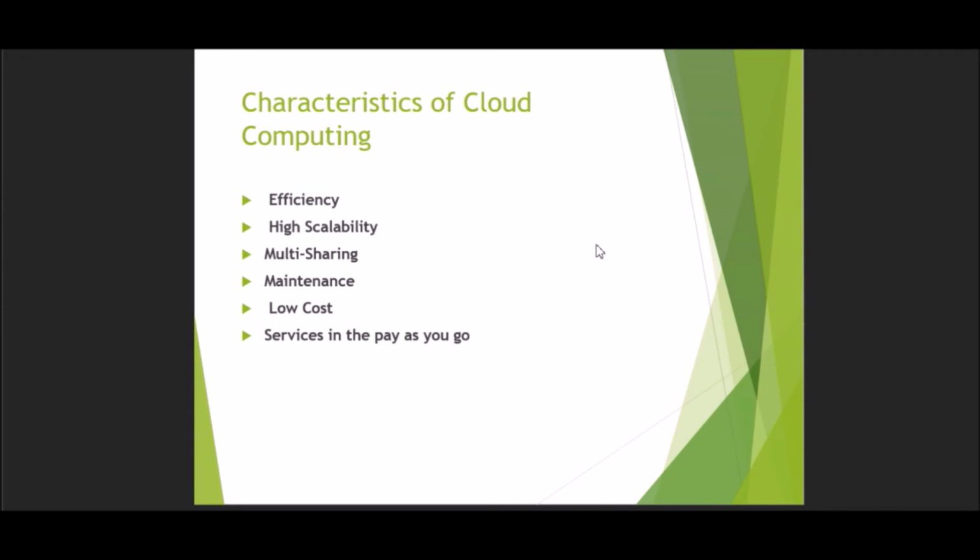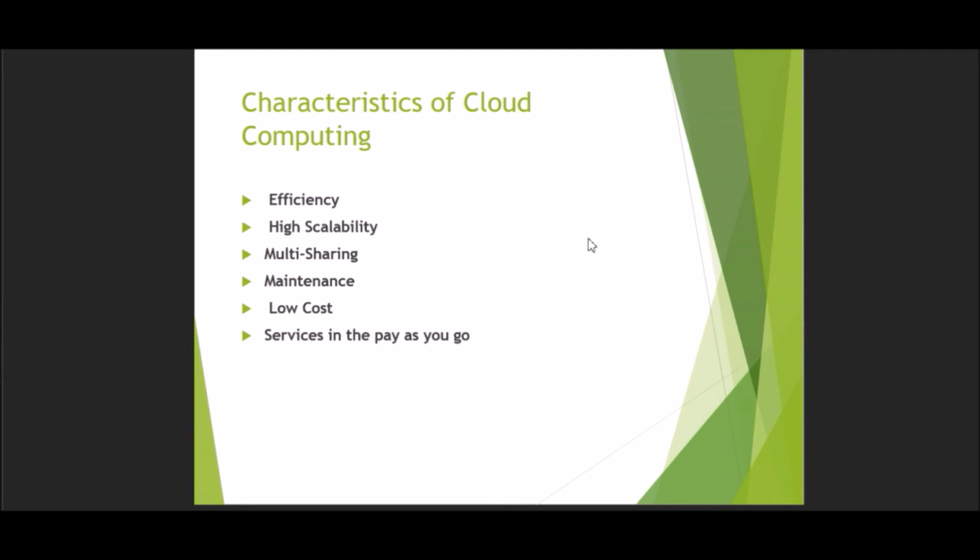Now next, here are a few characteristics of cloud computing. Cloud computing provides efficiency, it provides high scalability. मतलब high scalability मतलब आप अपने storage को pay as you go, I mean आप अपने storage को according to your need you can extend your storage. हाँ, definitely you need to pay more for that, but you can easily expand them whatever you need. And this is multi-sharing, maintenance, low cost.